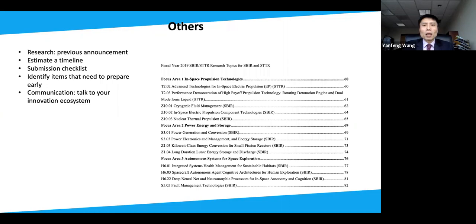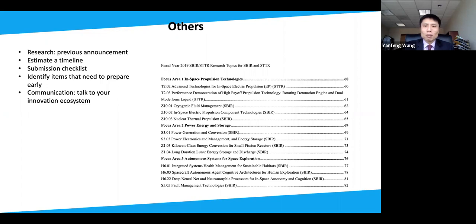Let's say you are interested in SBIR and STTR, but you haven't decided whether to put your time and effort into applying. There's something you can prepare, which means you can start to track and look into it to see whether you can fit. So I recommend the following action for you. You can research the previous announcements, because year by year, the majority of the announcements from the same agency are the same, with changes in some portions.